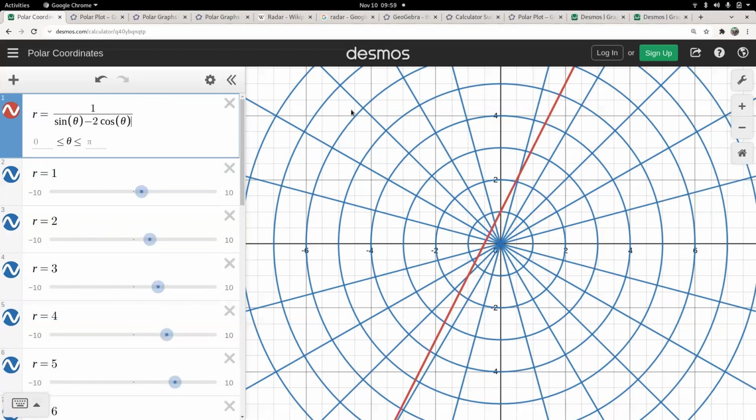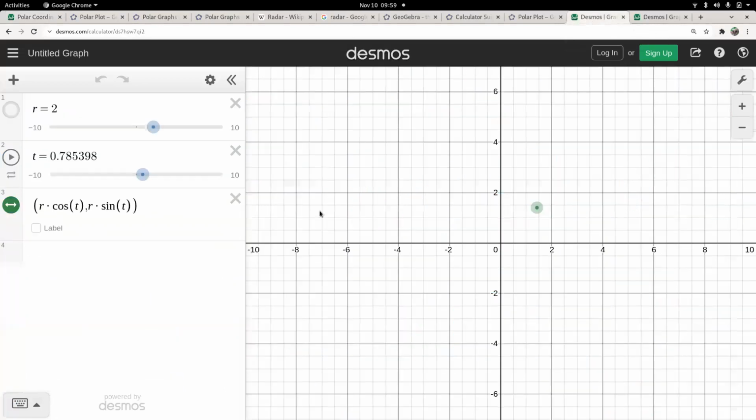Let's see, what else did I want to show you? If you just wanted to plot points in Desmos, that's a little trickier. So let's look at that quick, and then we'll move on. Desmos really just doesn't do polar coordinates. You have to go out of your way to force it to do so. So to do a point, you actually have to enter the point as x is r cosine t and y is r sine t. Because it only knows how to plot x and y values. It doesn't have a feature for plotting polar values on its own.